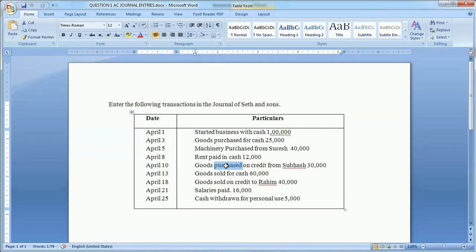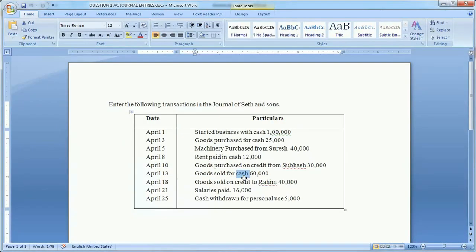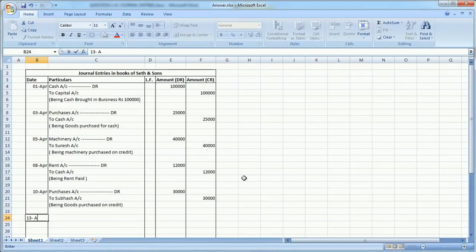The sixth entry is goods sold for cash rupees 60,000. The two accounts which come into play are the goods account, that is the sales, and cash. Okay, cash account is a real account. Debit what comes in, credit what goes out. Cash is coming inside the business, so it will be debited. Goods are going outside, goods are being sold, so they will be credited as sales. The entry will be, first of all, the date 13th April.